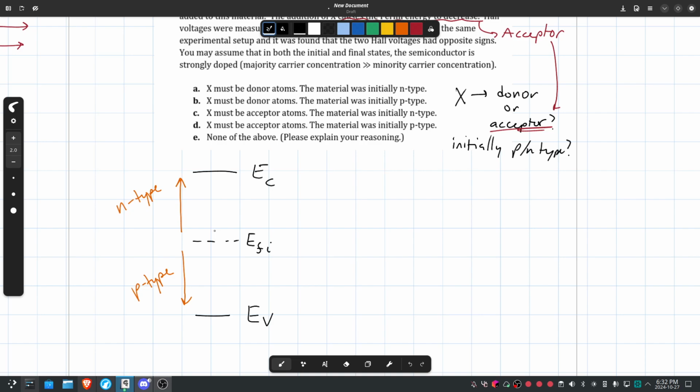So we know that it has crossed the EFI band. It is crossed at this point, and it has gone down. So that tells us that it must have been N-type before, and the acceptor atoms turned it into P-type. Right? Anyone confused about that? All right, nice. So that tells us it was initially N-type.